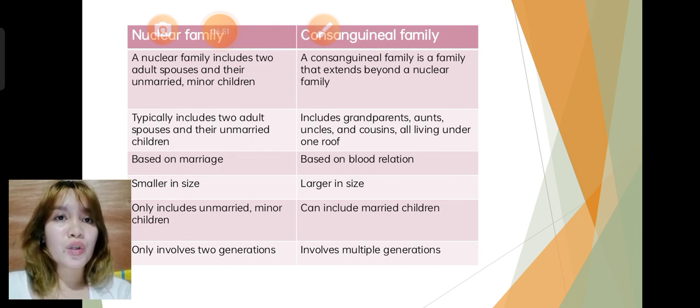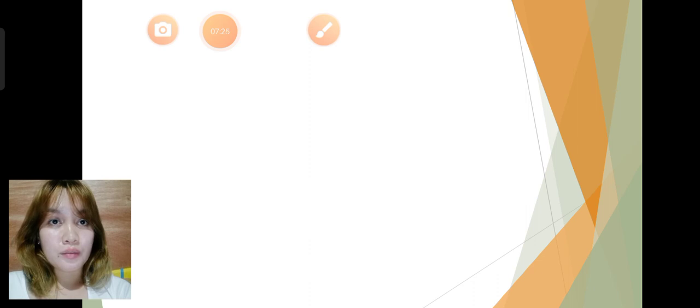The nuclear family only includes the unmarried and the minor children, while the consanguineal family can include the married children. The nuclear family only involves two generations, the parents and the unmarried children, while the consanguineal family involves multiple generations: the parents, the grandparents, the cousins, and the aunts. So that's the difference between the two families.